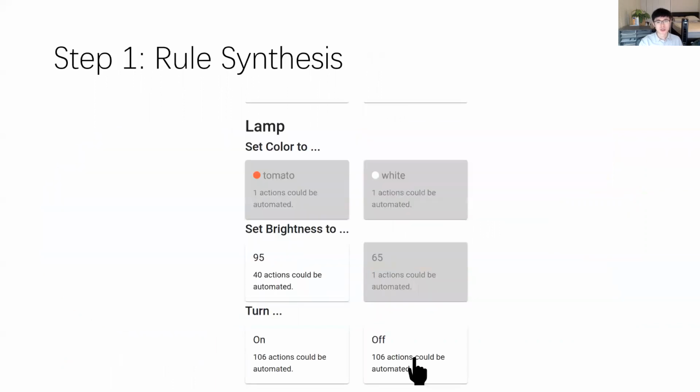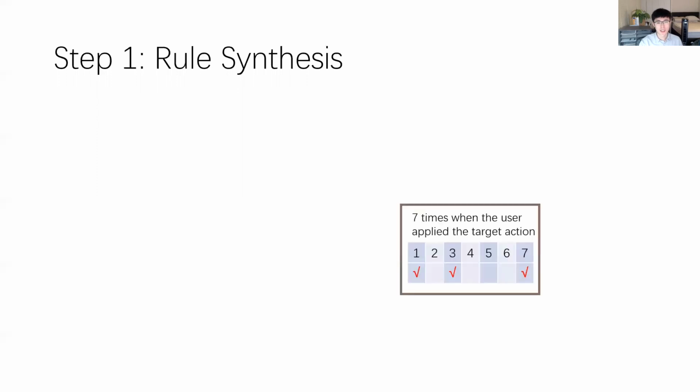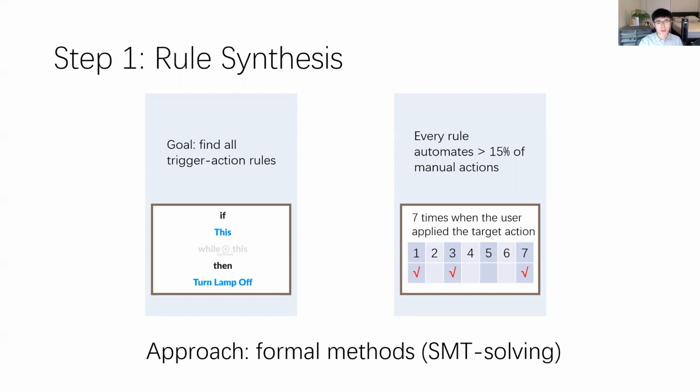Specifically, to use Trace2TAP, the user can first choose an action they want to automate, say, turn the lamp off. Trace2TAP then identifies all instances where this manual action occurred in the past. It then exhaustively looks for all the rules with this format that can automate at least a certain proportion of manual action instances in the trace. This is mapped into a symbolic constraint solving problem by us and gets solved by an SMT solver.